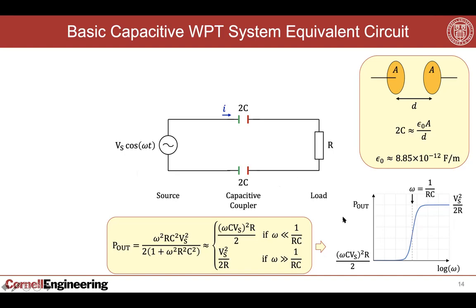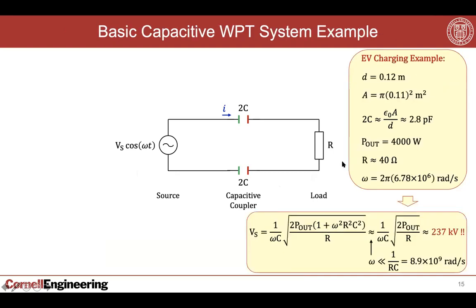All right, so we certainly see that getting power across is going to be challenging as long as you're operating at low frequencies, lower than this 1 over RC knee frequency, where things start to kick up. And just to get a sense of the numbers, let's look at an EV charging application where the roadway clearance is the distance between the plates. It's 0.12 meters or 12 centimeters. Assuming the plate diameter is 22 centimeters, or radius of 0.11 meters, you get an area which you can compute from pi r squared.